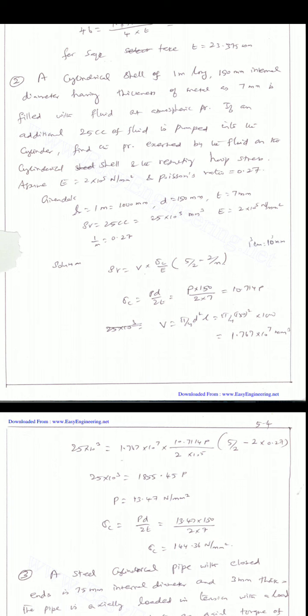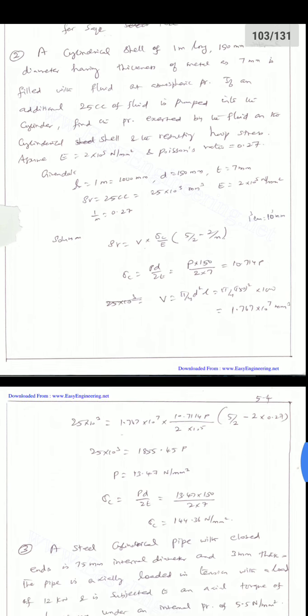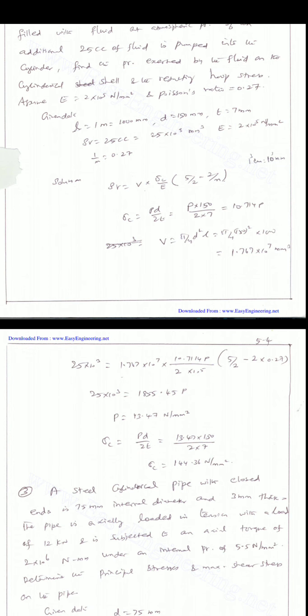So next, volume equal to pi by 4 into d squared into l. So pi by 4 into d squared, d is 150. Then next l equal to 1000. So we find the volume V equal to 1.767 into 10 to the power 7 mm cube. So we have to substitute this volume value in the change in volume equation. Change in volume del V equal to V into sigma c divided by E into 5 by 2 minus 2 by m.